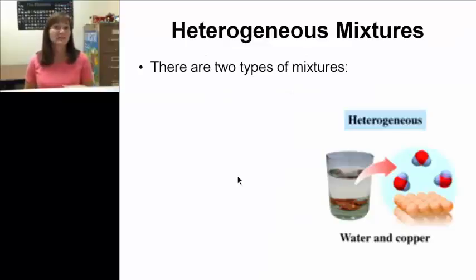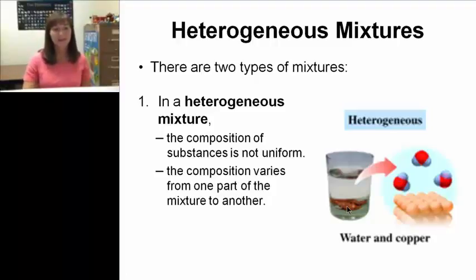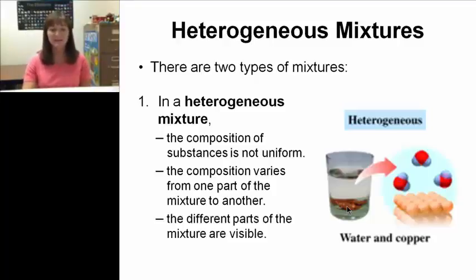Mixtures are subdivided into whether they are homogeneous or heterogeneous substances. Heterogeneous mixtures are composed of substances that are not uniform. Here is an example of a heterogeneous mixture, this copper on the bottom of a cup of water. It's not uniform throughout. If I took a sample at the bottom of this cup and then took a sample at the top of the cup, they're going to be very different. In a heterogeneous mixture, the composition varies from one part of the mixture to another. That goes along with what I said before, taking a sample at the bottom or the top. The different parts of the mixtures are visible to the eye. You can actually look at this cup of water with the copper on the bottom and see that it is a mixture of things. You can see the different colors and things like that.